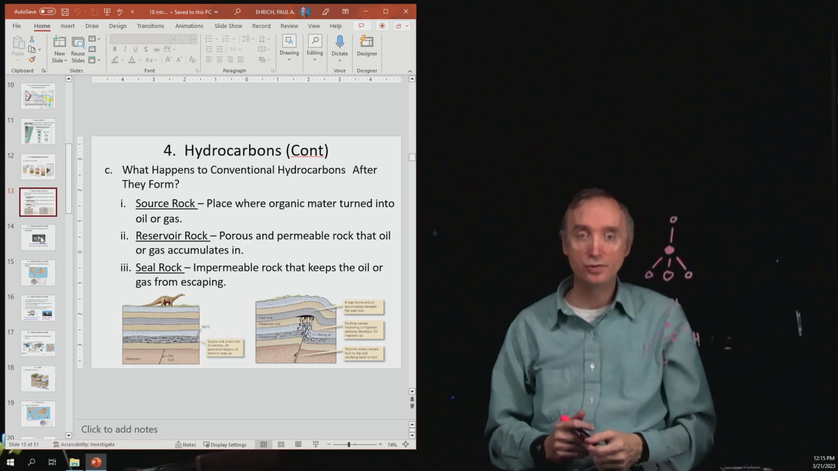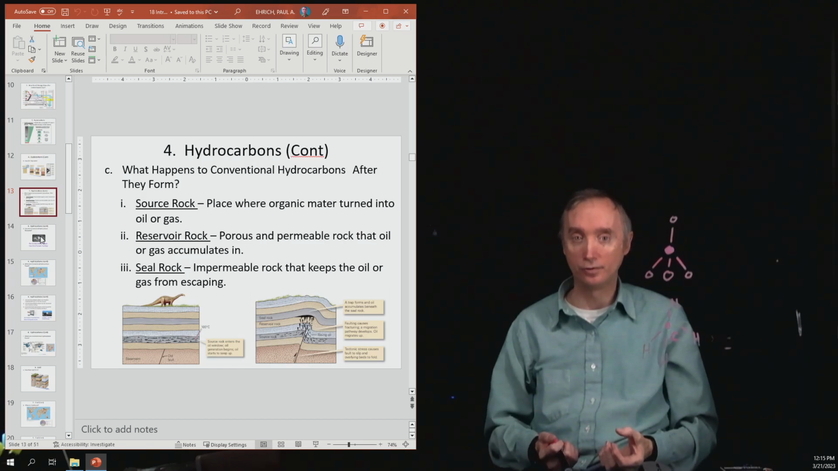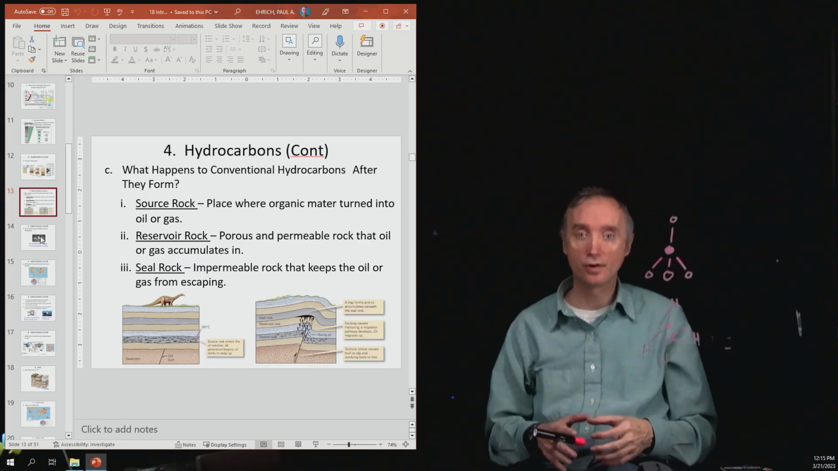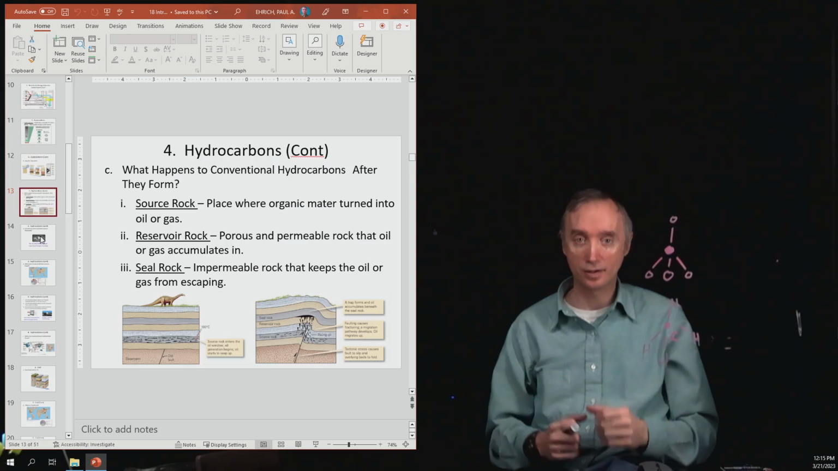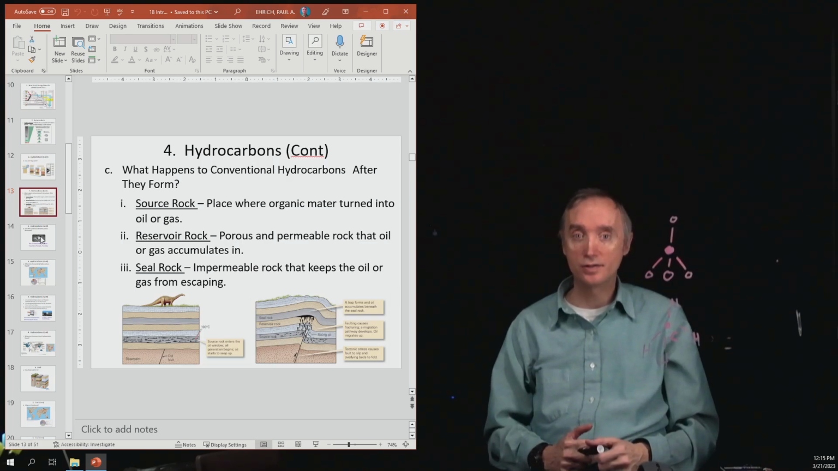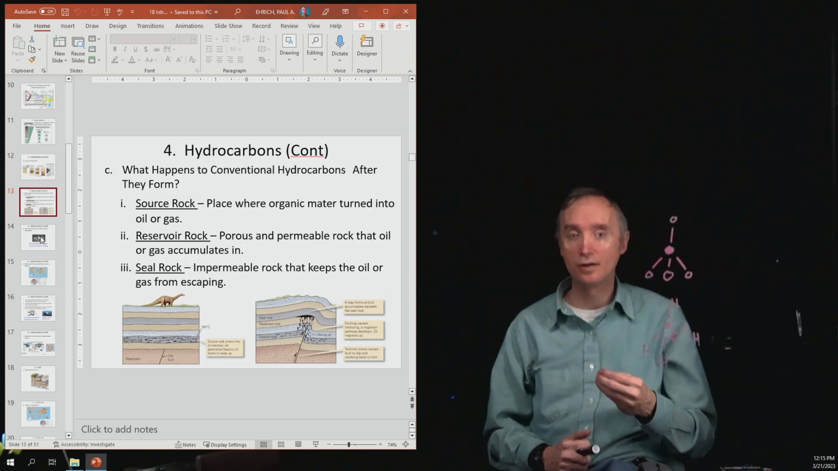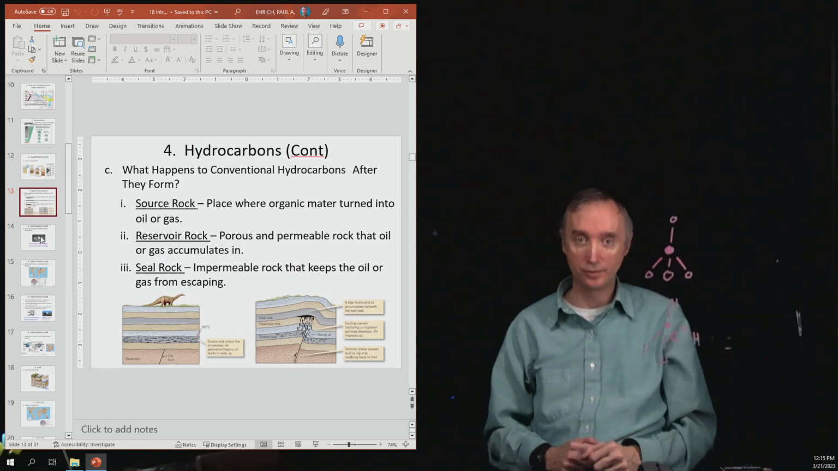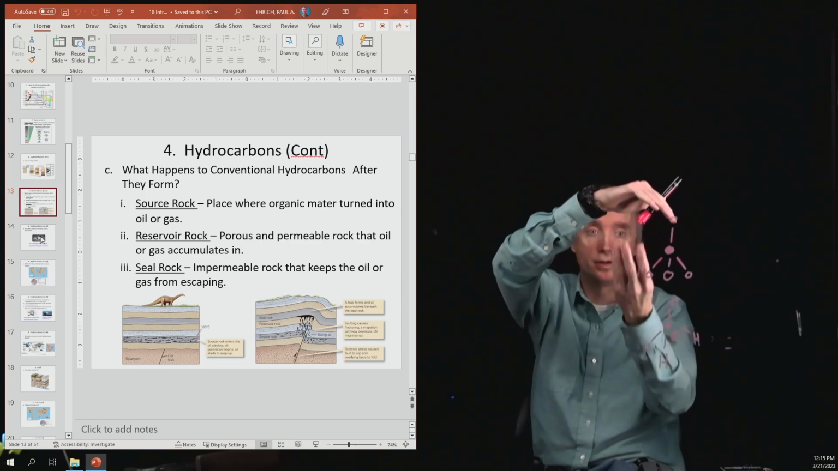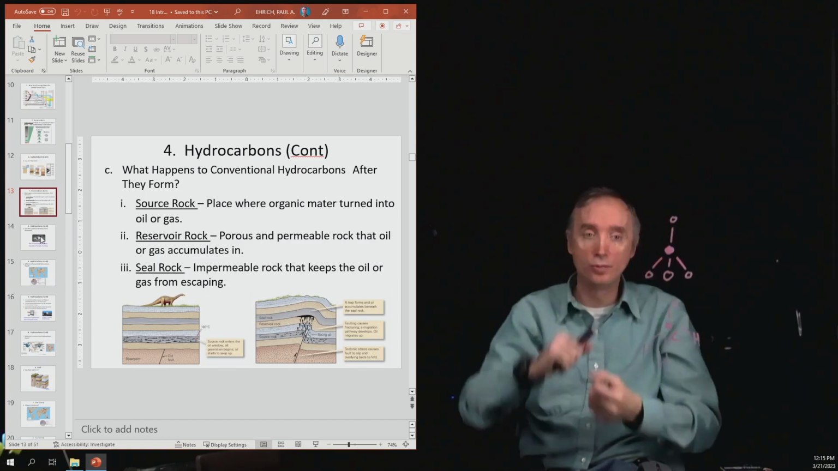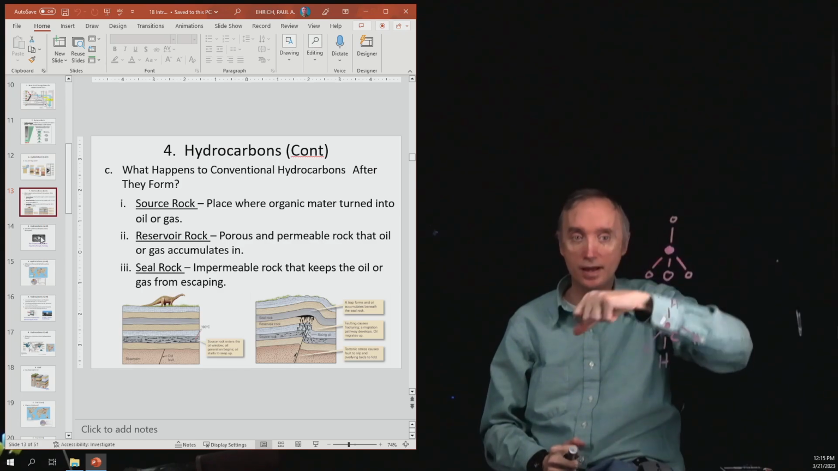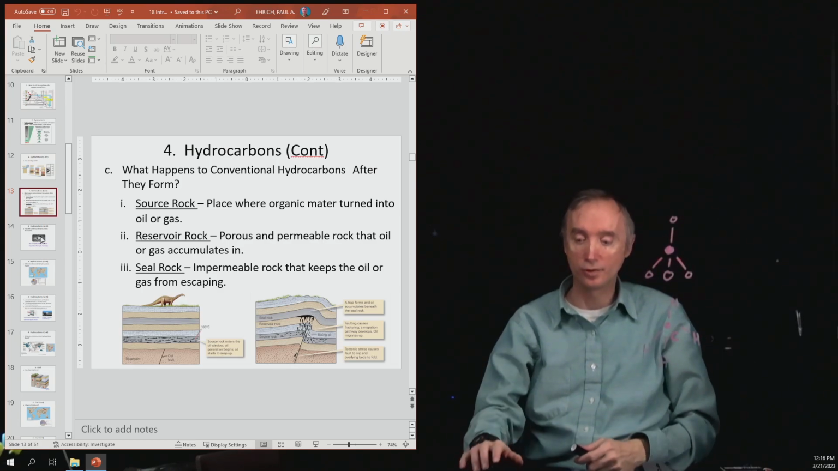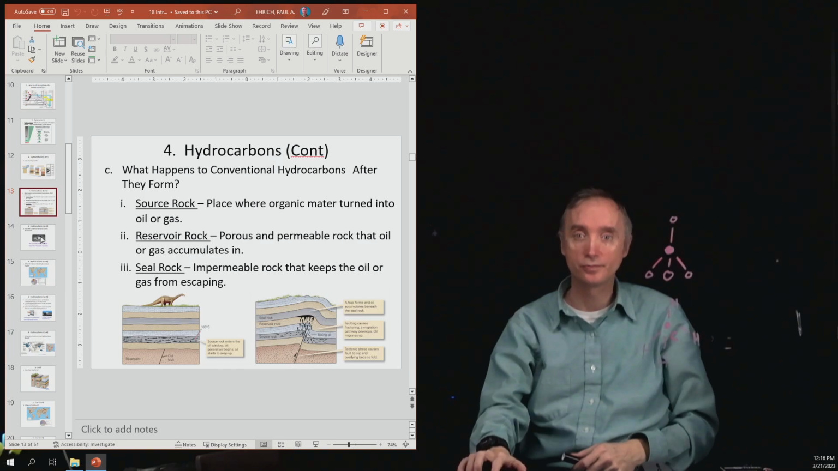So what we need to do is have a way of trapping the oil and natural gas under the ground, and that's what the seal rock is. So the seal rock is going to be made of impermeable rock that doesn't allow the oil or the gas to go through it. And so the oil and natural gas is going to pond underneath it, and then all we've got to do is drill down to it in order to recover those materials.